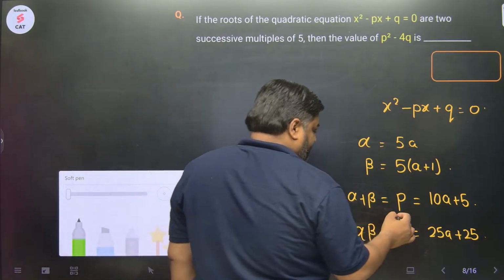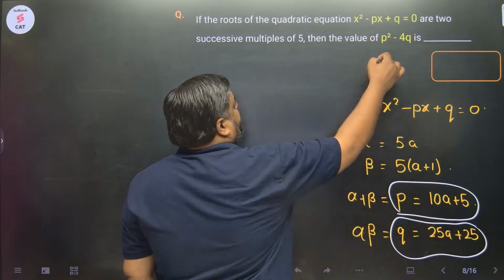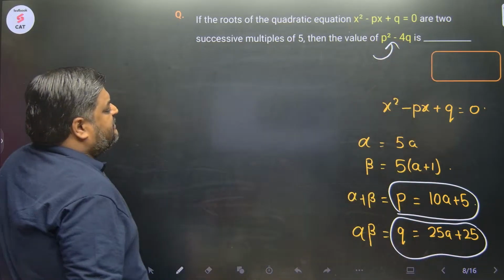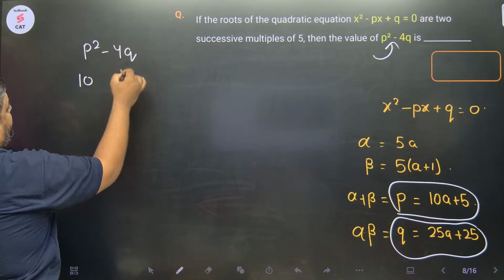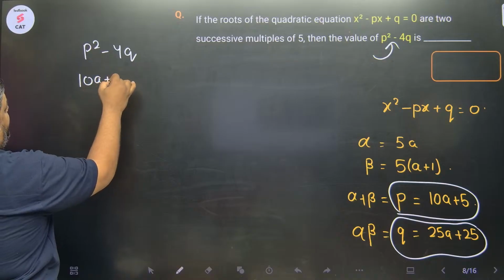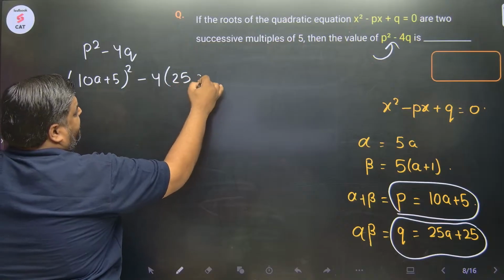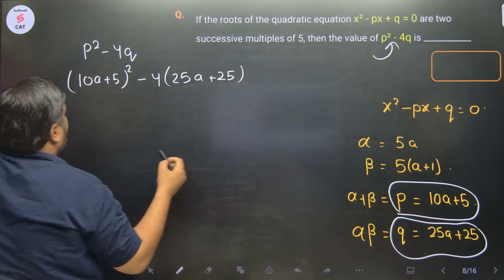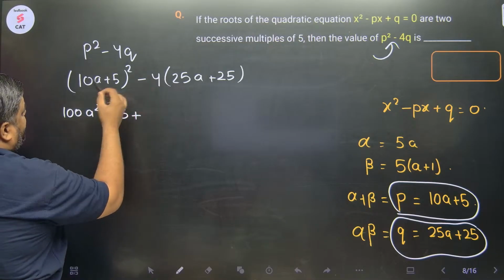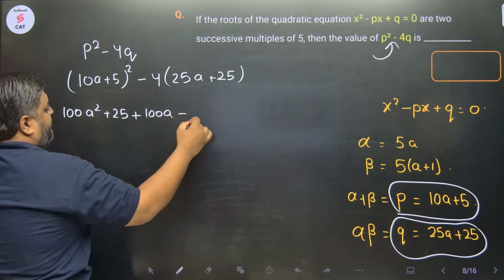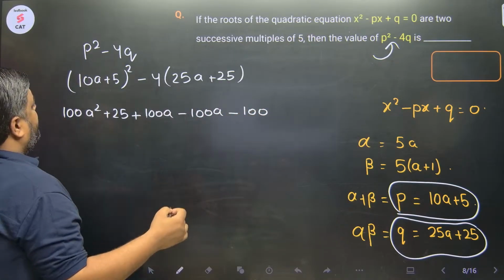Now we are aware of the value of p. We are aware of the value of q. Put it over here in p square minus 4q. So p square minus 4q is nothing but 10a plus 5 whole square minus 4 times 25a squared plus 25a. So that's 100a square plus 25 plus 100a minus 100a square minus 100a. Okay.